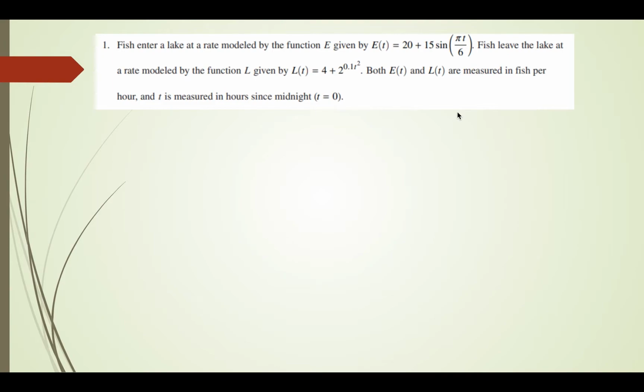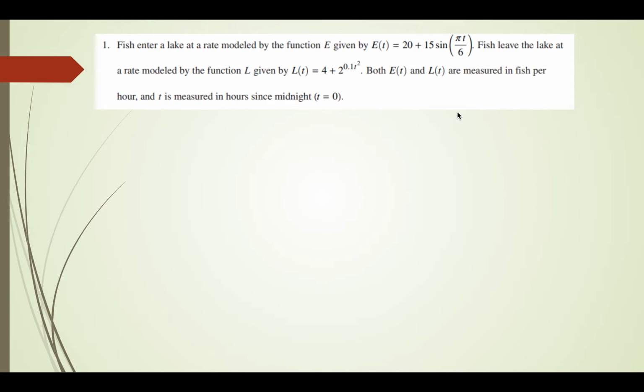E of t tells you the rate at which fish are entering the lake, measured in fish per hour. And L of t tells you the rate at which fish are leaving the lake, also measured in fish per hour. Now, both of these are derivatives. They're rates, in fish per hour. So if you integrate either of these functions, it's going to take you from fish per hour back to number of fish.